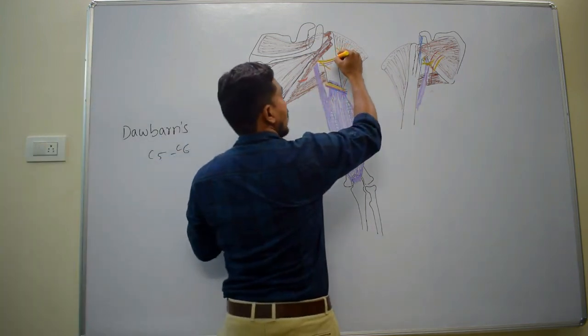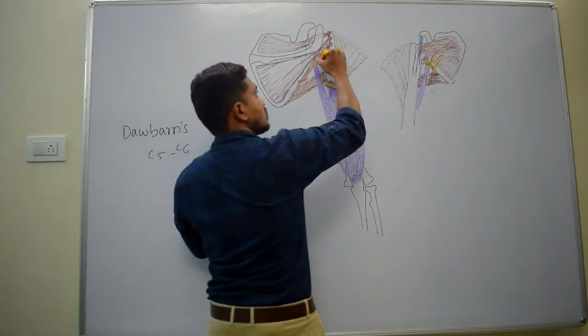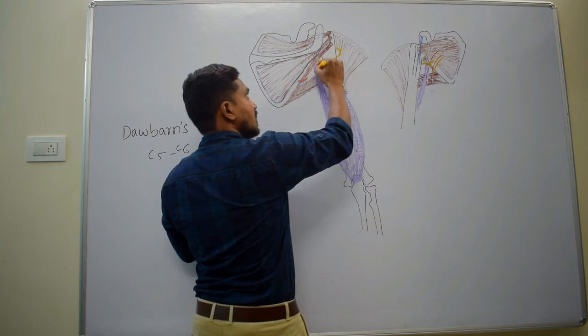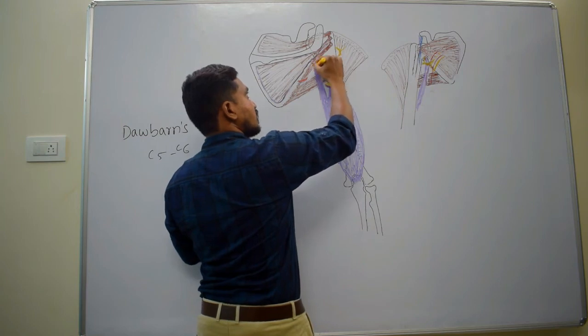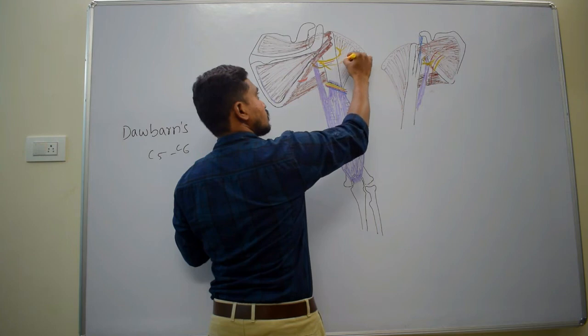That is about the anterior division. Then posterior division. See, this is the posterior division. Posterior division will give a branch to this muscle. What is this muscle? Teres minor. Branch to the teres minor, and branch to the deltoid. That means branch to the posterior part of the deltoid.